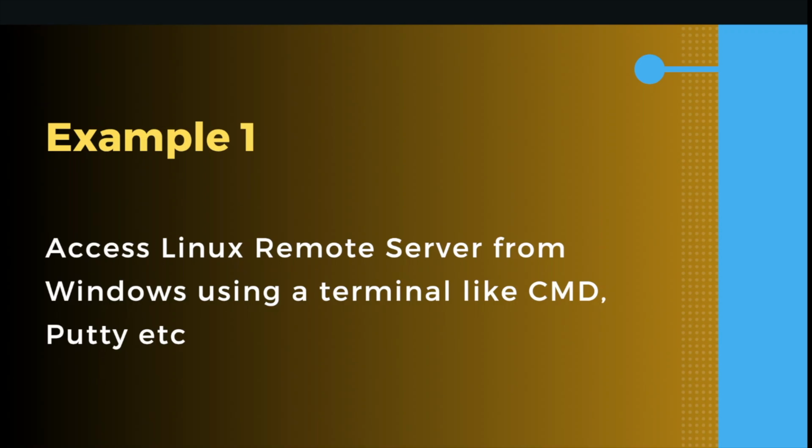So in our example 1, we will see how we can access the Linux based remote server from our Windows machine. And for that we need a terminal. You can either use the cmd terminal, the command prompt, which is present by default in all Windows machines, or you can use the PuTTY terminal. For this demo practical, I will be using Linux running inside a virtual machine, so I will be using the VirtualBox setup for this.